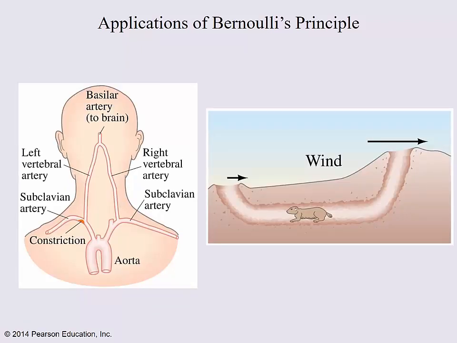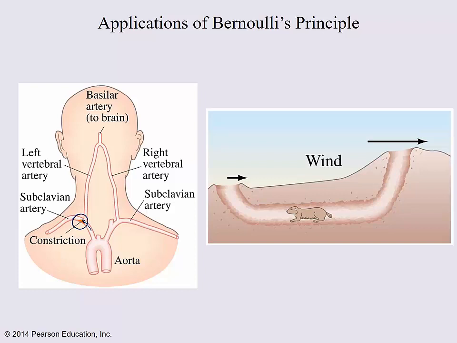A couple more here. On the left, we have the back of a person's head and shoulders. A person with constricted arteries, like seen here, may experience a lack of blood to the brain as blood speeds up to go past this constriction. And again, when it speeds up, the pressure decreases. When this occurs, you can get faint and possibly pass out. But that's because, again, the blood trying to get through there is going to go faster.